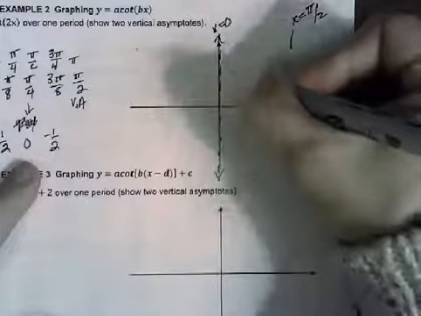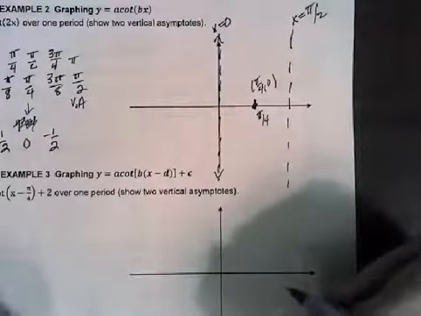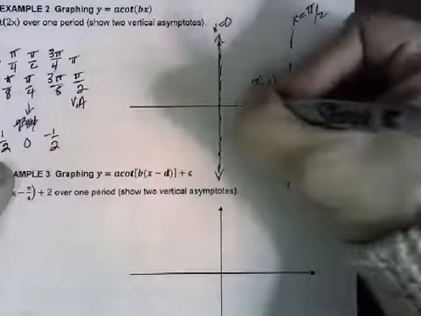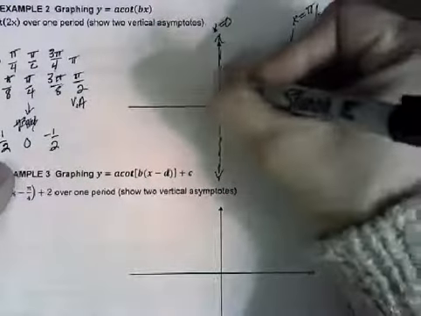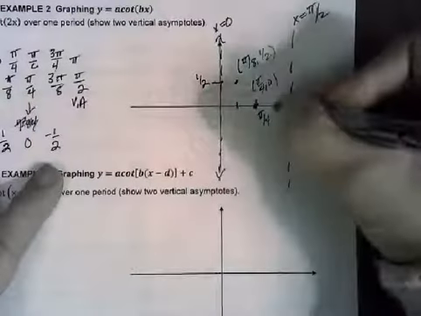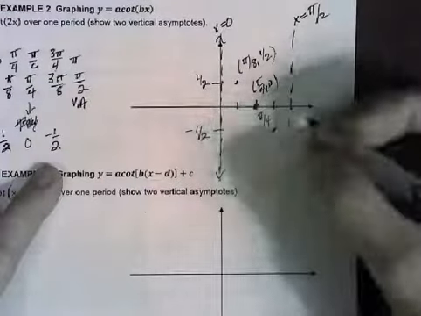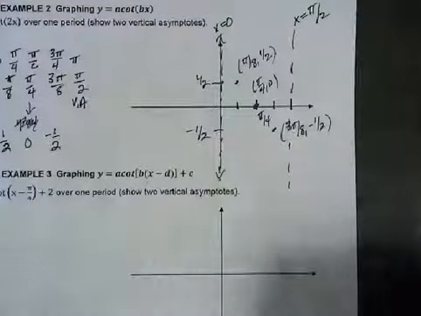And that's actually going to be an x-intercept, so we can label this point as pi over 4, 0. Our quarter point is at pi over 8, 1/2. And our 3/4 point is at 3 pi over 8, negative 1/2. Now we have all the important points in there.